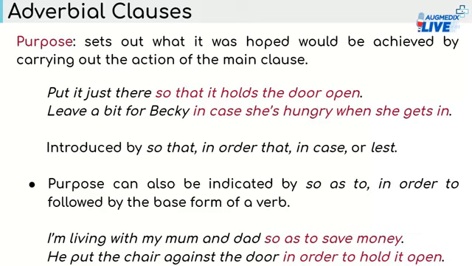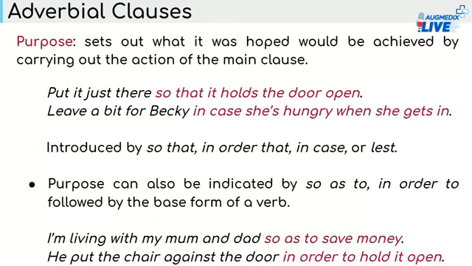I'm living with my mom and dad. This is your main clause. But then again, you want to mention the purpose behind this, right? Why exactly are you taking this action here? Why are you living with your mom and dad? I'm living with my mom and dad so as to save money. In other words, you could say "because I want to save money." Instead of saying "because I want to save money," you can go with "so as to." So, I'm living with my mom and dad so as to save money.